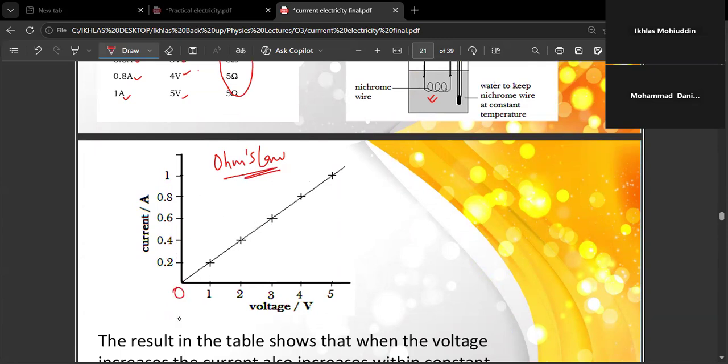So this is the origin, right? The x-axis is for the voltage and the y-axis for the current. For 1 volt, the current would be 0.2. For 2 volts, the current would be 0.4. For 3 volts, it is 0.6. For 4 volts, it would be 0.8. For 5 volts, it would be 1. So we can join all the marks and it becomes a linear graph, right?